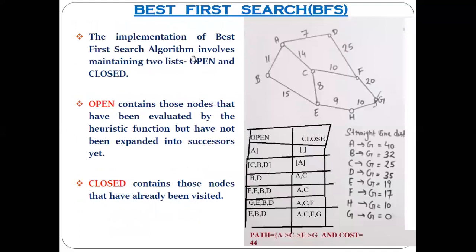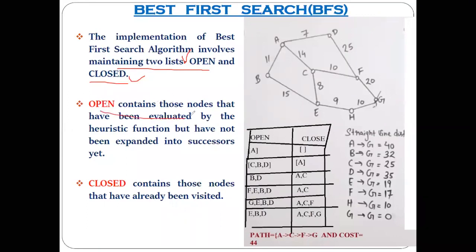Now here we are going to discuss some terms that we are going to utilize in best first search. Here we need to maintain two lists: one is the open list and another is the closed list. Now what exactly are the open list and closed list? The open list contains those nodes that have been evaluated by the heuristic function but that have not been expanded into their successors. Keep in mind these things because we are going to need them when we solve the example. So those nodes come under the open list category.